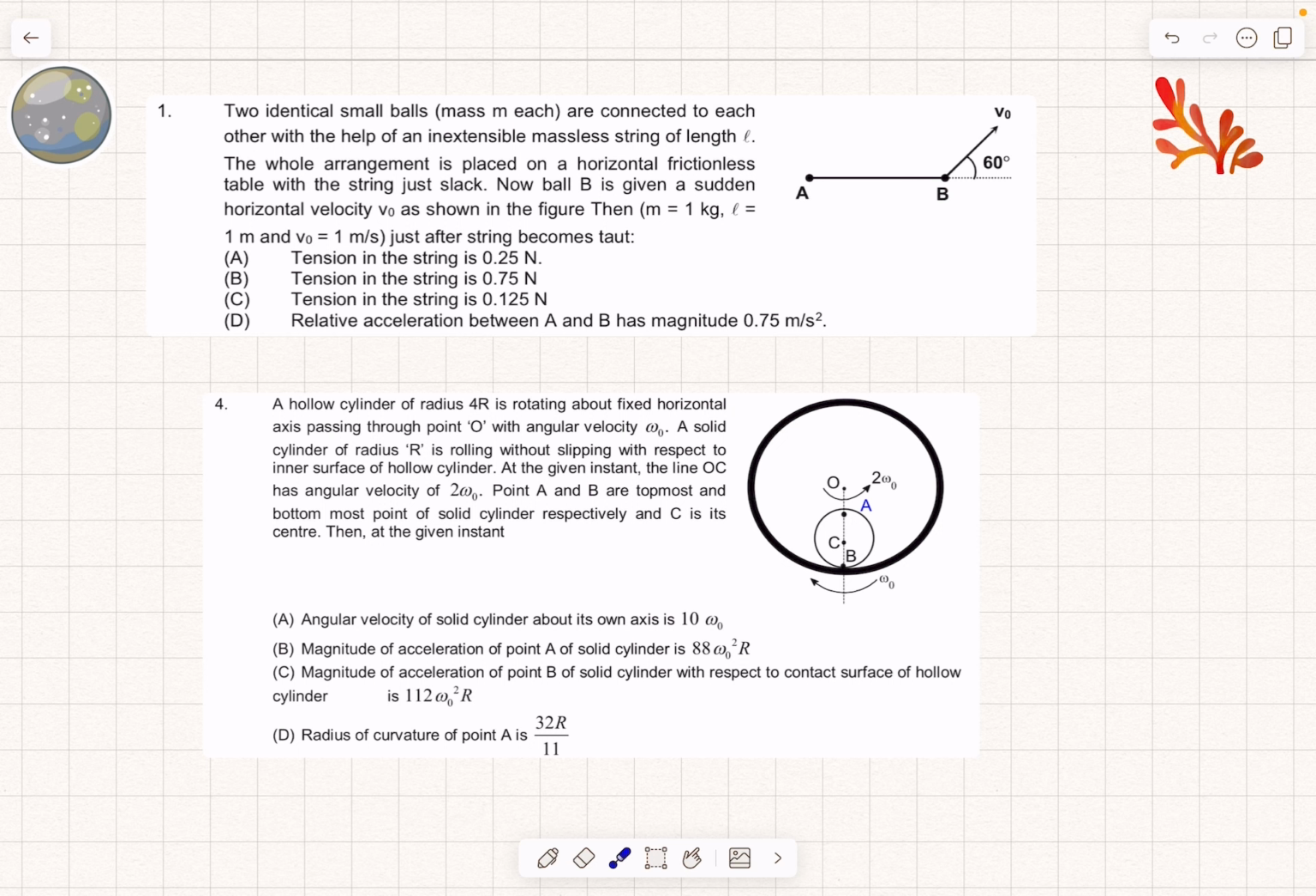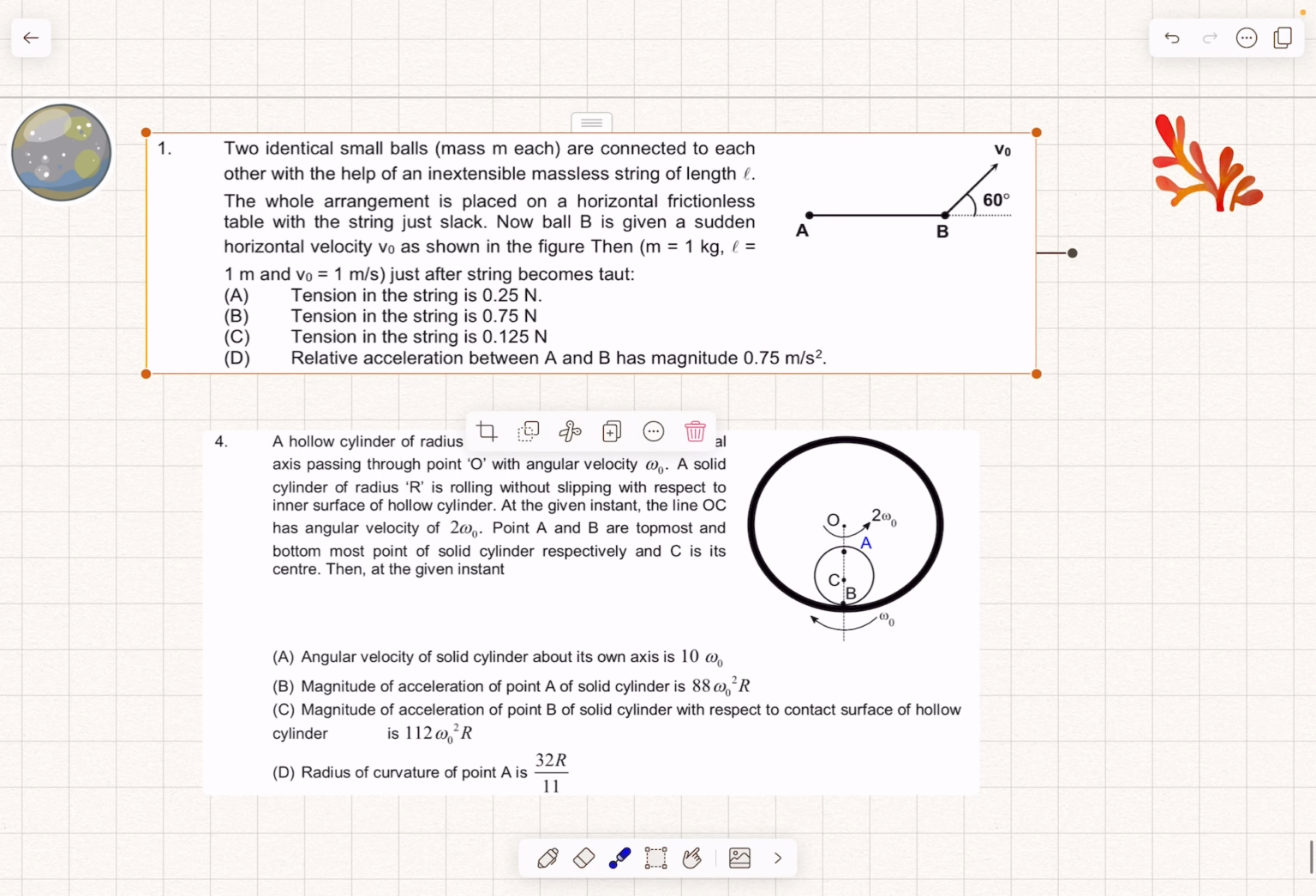Hello everyone, welcome back, and in today's video we are going to be solving two AITS problems from mechanics. So we'll pick up the first problem. First we'll pick up this particular problem over here.